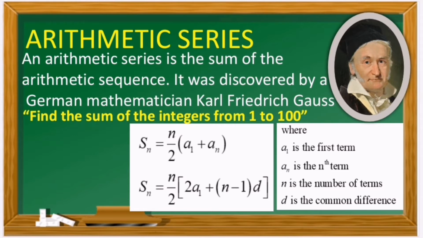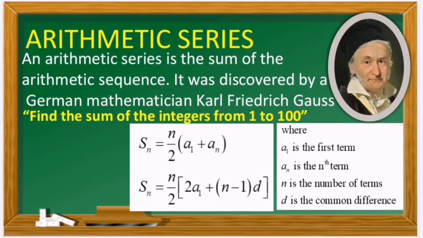We have another formula. S sub n is equal to n over 2 times the quantity of 2 a sub 1 plus the quantity of n minus 1 times d. Again, it's S sub n equals n over 2 times the quantity of 2a sub 1 plus the quantity of n minus 1 times d. S sub n is once again the sum of the first nth terms. n is the total number of terms. a sub 1 is our first term.